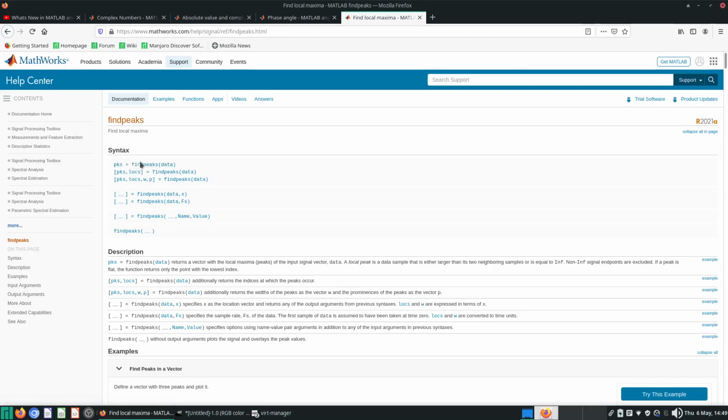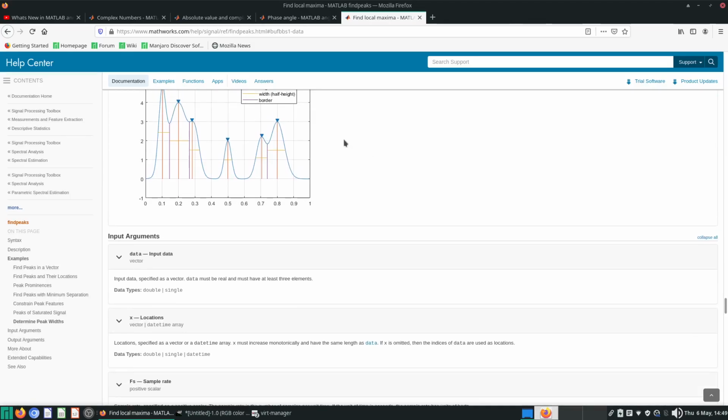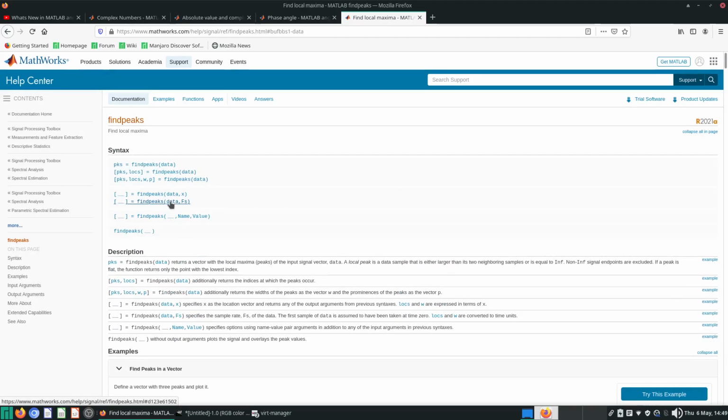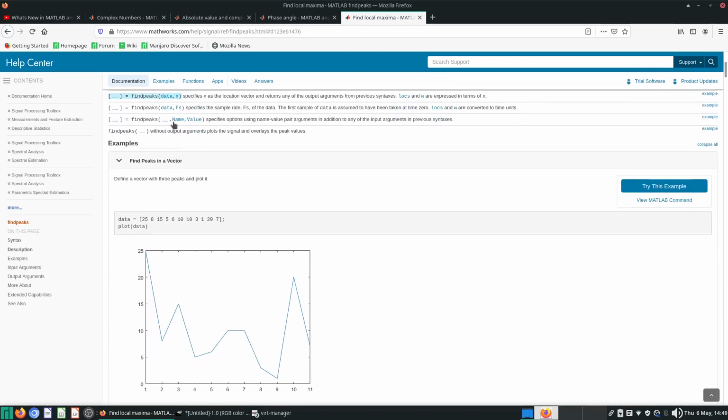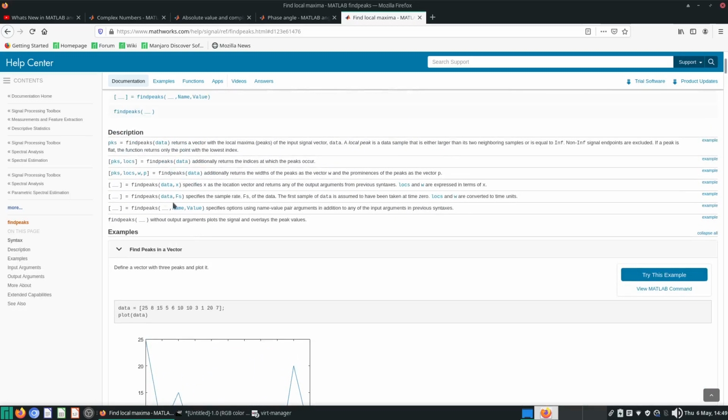pks equals findpeaks(data). Data is your input vector. It must be real and at least have 3 elements. And this is probably what you want: specifies x as a location vector. Anyway, we can explore all of this next time.